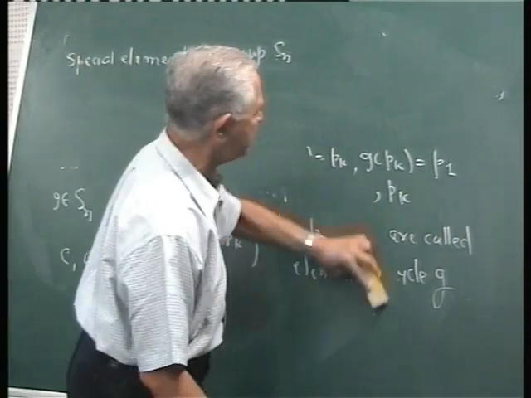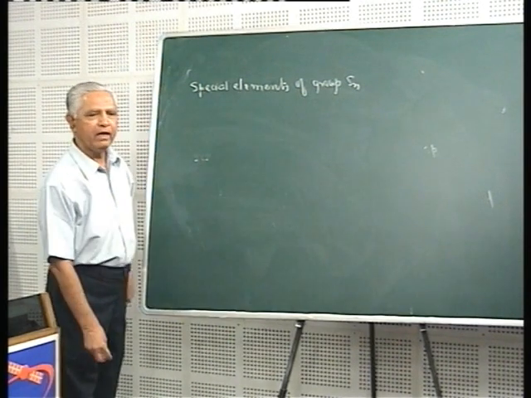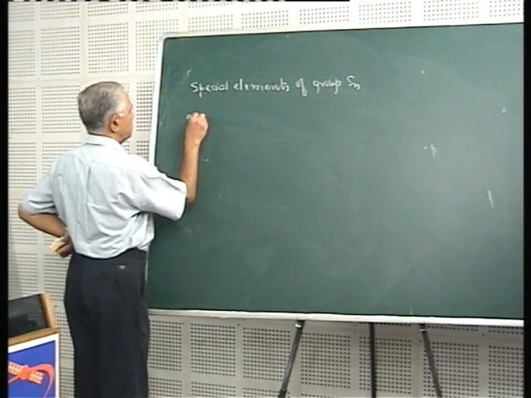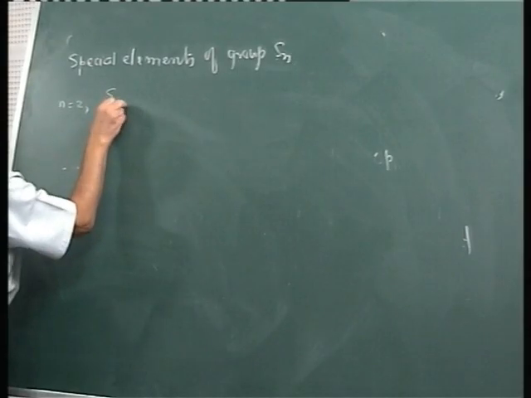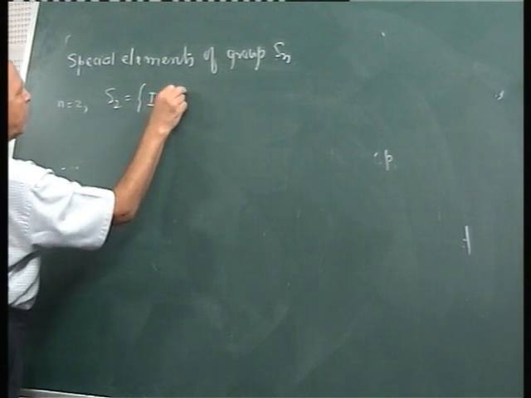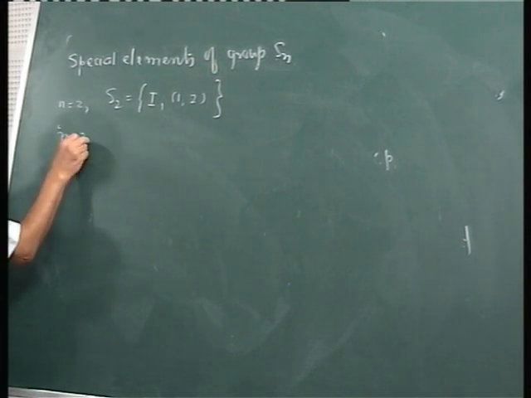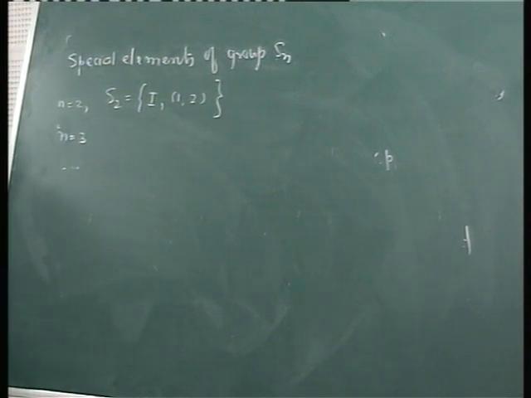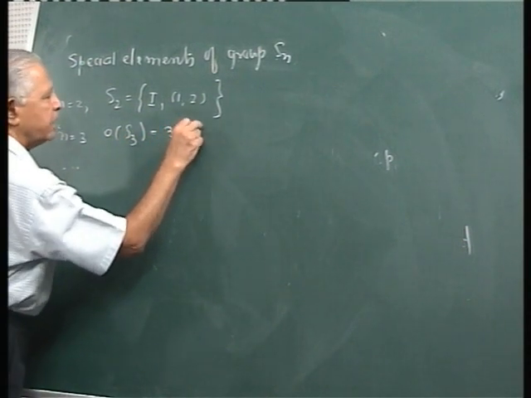Now let us study some properties of the group Sn. If you take n equal to 2, then there are only two elements. What we get is that S2 is equal to the identity and (1 2). And we can see that any group of order 2 is commutative, and so S2 is commutative. Now let us see n equal to 3. Then we know that the order of S3 is factorial 3, and so it contains 6 elements.